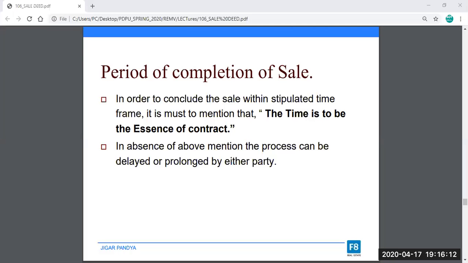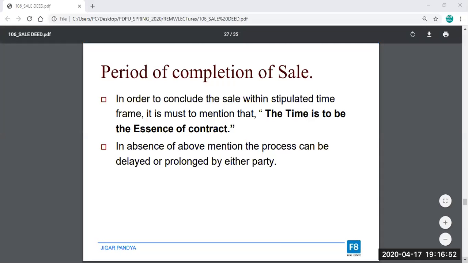So continuing with the aspect that the period of completion of sale is very important, and that is the reason why it is important that the contract mentions the time period within which this particular contract of sale is considered to be complete. In absence of the above mentioned process, as I mentioned in the previous talk, the process can be prolonged by either of the parties. So that is the key to ensure that the sale happens.